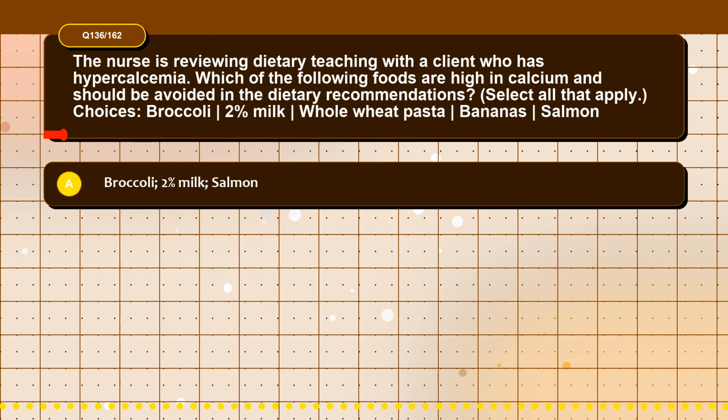Question 136. The nurse is reviewing dietary teaching with a client who has hypercalcemia. Which of the following foods are high in calcium and should be avoided in the dietary recommendations? Select all that apply. Choices: broccoli, 2% milk, whole wheat pasta, bananas, salmon. Here are the options. Option A, broccoli, 2% milk, salmon.